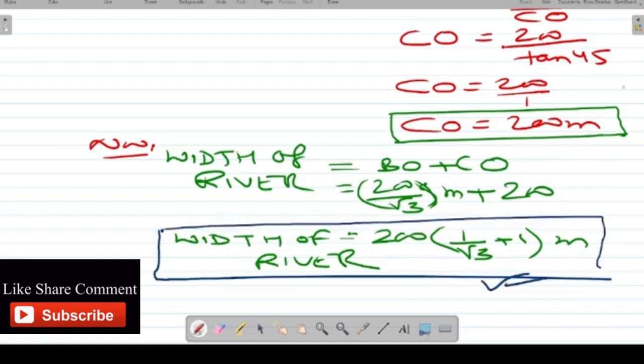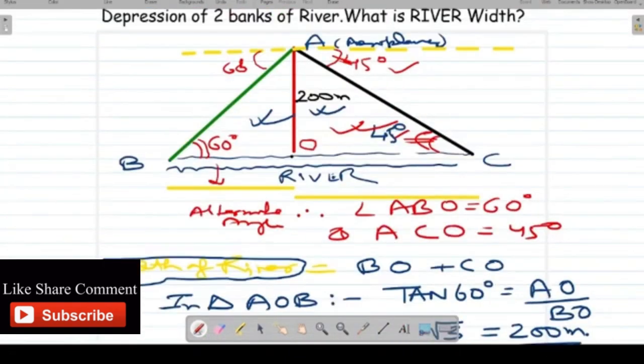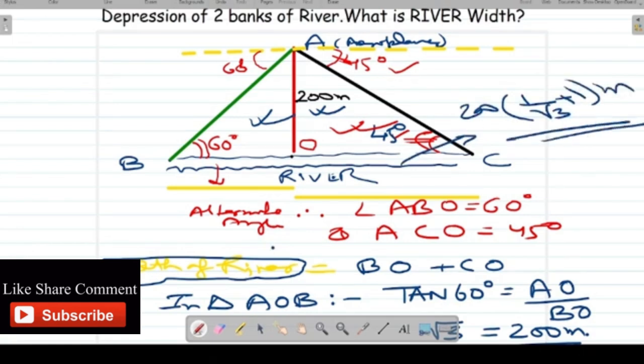So this is our answer, and we will put up the value over here. Mark the width of river as 200 into 1 by root 3 plus 1 meter. This will be our answer.